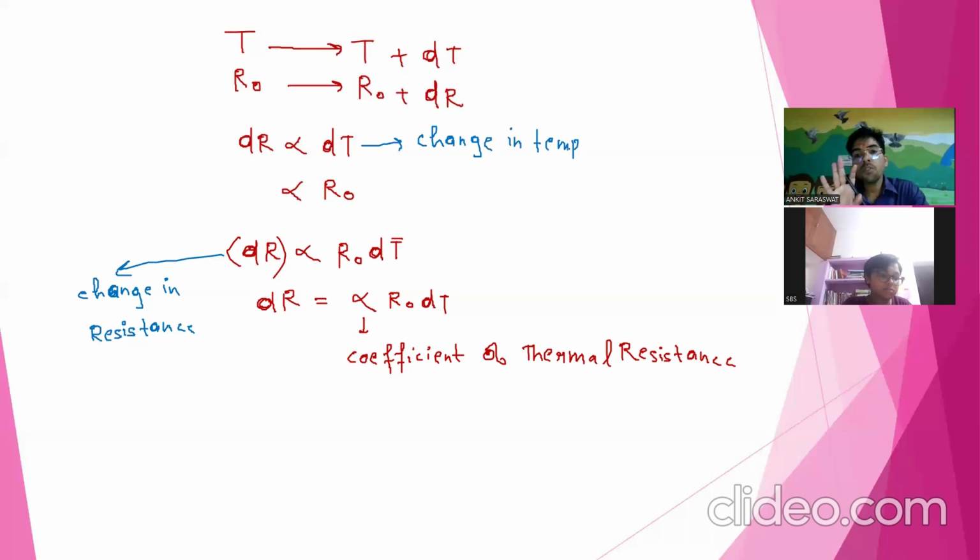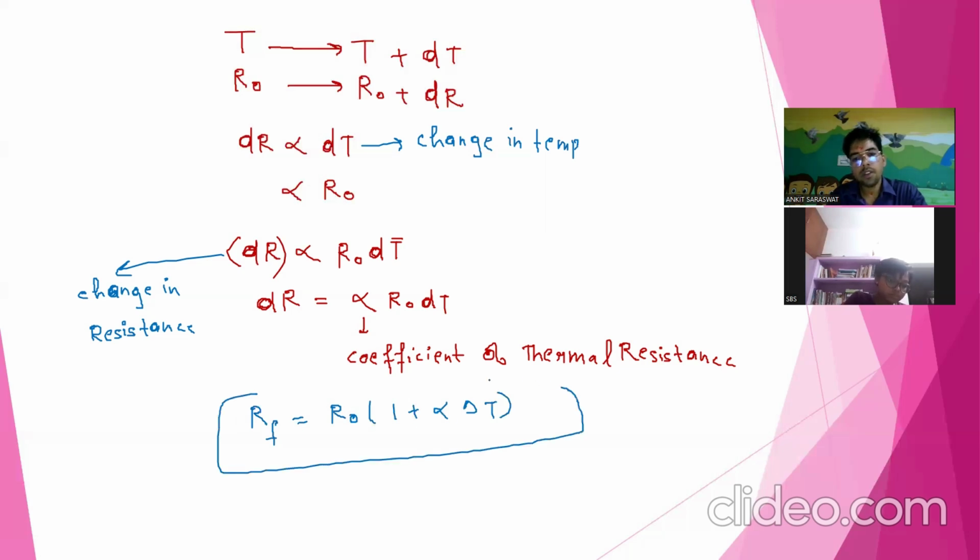I am not going to do the integration because you don't know integration. You are in class 10th. We will do integration later. After integration, we will get this result. Final resistance RF is equal to initial resistance R naught times (1 plus alpha delta T). This is an important result.